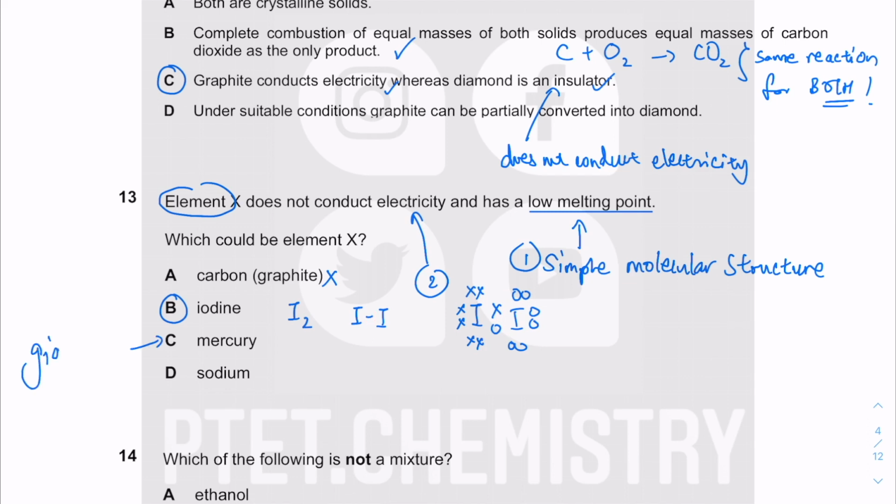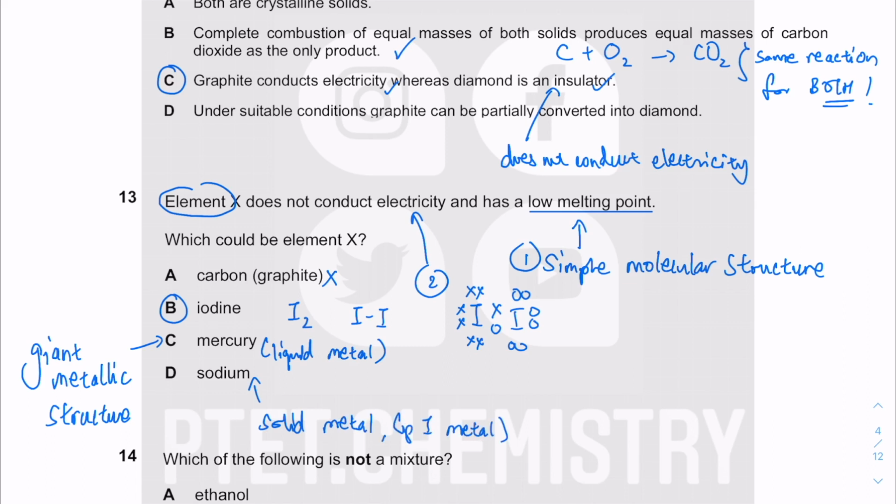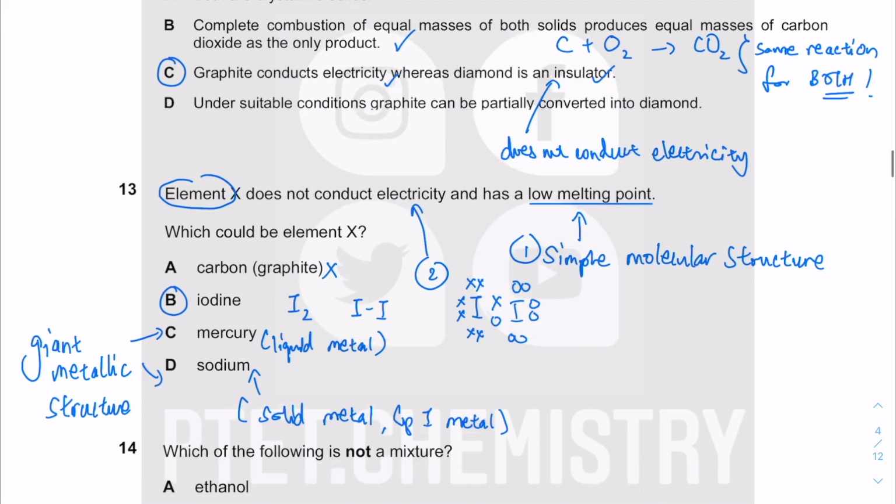Mercury has a giant metallic structure, and as mentioned, it is one of the 2 elements that are liquid at room temperature and pressure, but it's a liquid metal. It's a liquid metal at room temperature, which is 25 degrees Celsius. This one is a solid metal. This is a group 1 metal. Group 1 are metals, and metallic bonding does not give a low melting point, because a giant metallic structure would have high melting and boiling points.